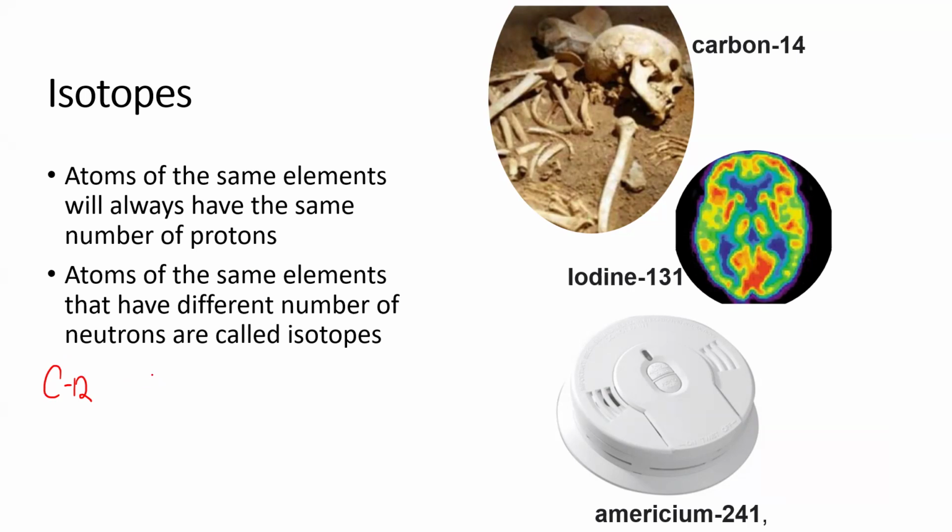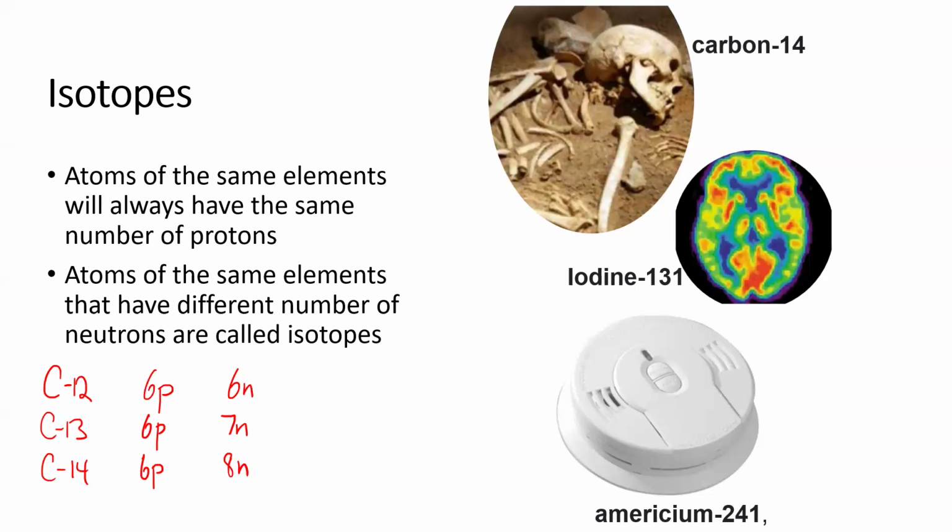Carbon 12, for example, has 6 protons and 6 neutrons. And carbon 13, since it's still carbon, has 6 protons as well, but it has an extra neutron. And then you can also have carbon 14, which would have even more neutrons. So by having a different number of neutrons, the atoms might be heavier or lighter.